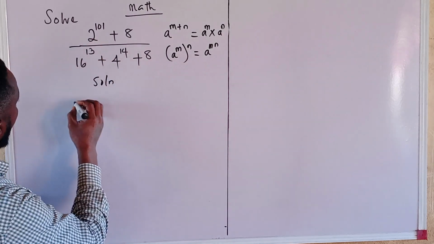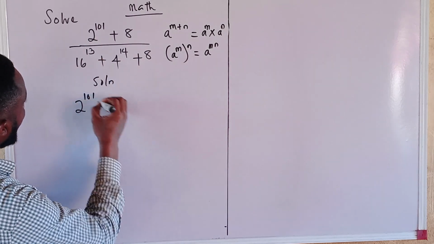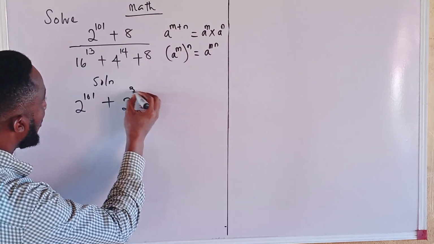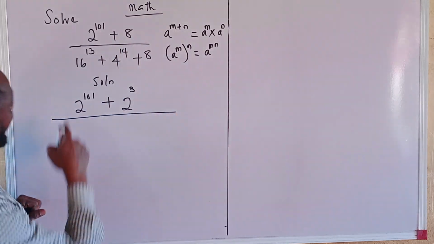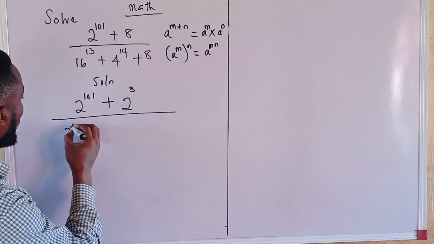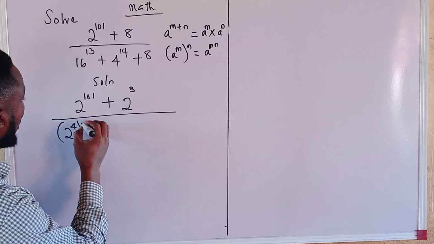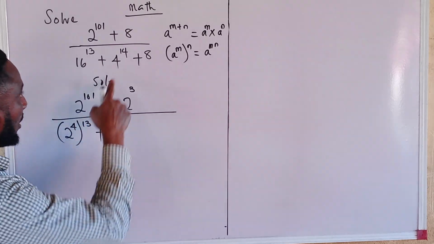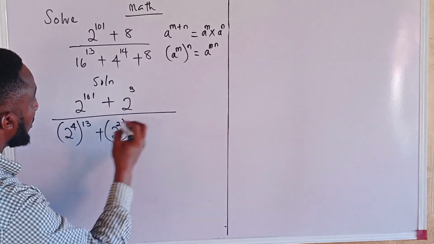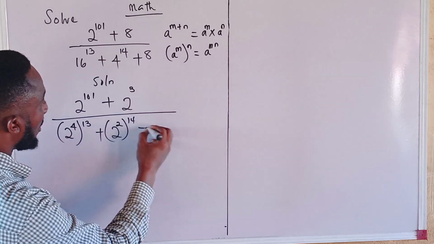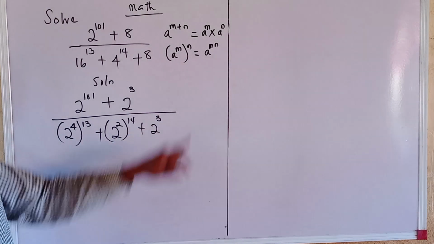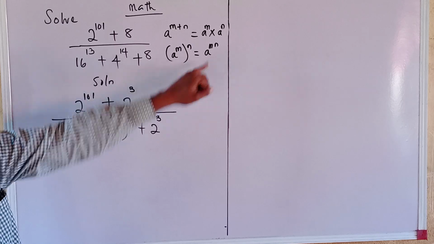So here we have 2 to the power of 101. Then 8 is 2 cubed, all upon 16 is 2 to the 4th, so we have 2 to the 4th all to the 13th. Then 4 is 2 squared, I will have 2 squared to the 14th. Then plus 8, which is 2 cubed. So I will then use the power rule.